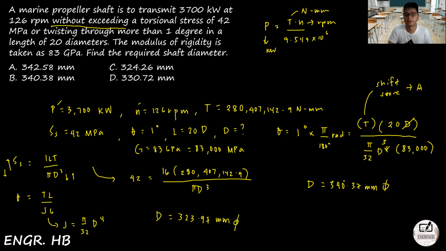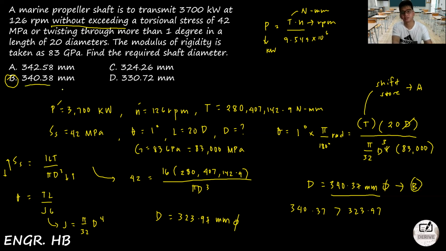So which is bigger? Ayan, syempre 340.37 is greater than 323.97, which is nasa answer naman. Tama ba? So ayun, 340.38 mm. The answer is letter B. Okay, so ganun lang. Pag nag-compare ka, kailangan laging hindi lalagpas sa allowable stress mo. Kita mo naman yung 323.97, obviously wala naman sa choices. 324.26 yung pinakamalapit. Pero lumabas sa taas, 340.37 at meron naman pinakamalapit dito, which is a decimal lang naman nagtatalo.